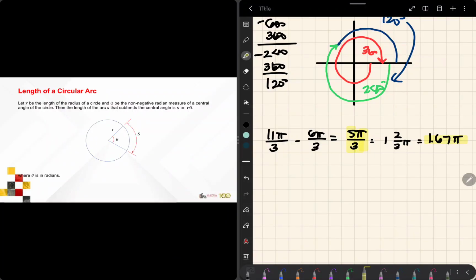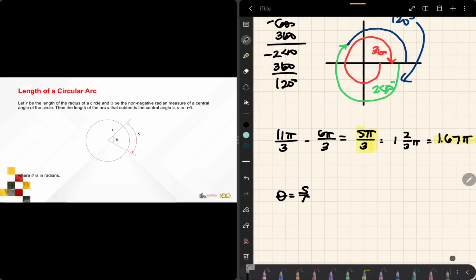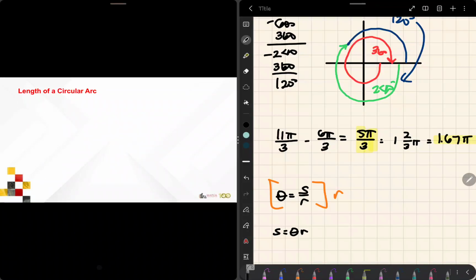Okay, so from our formula, we have theta is equal to S over R. So solving for S, all we have to do is multiply both sides by R, giving us S equal to theta times R. So this will be our formula when solving for our arc.